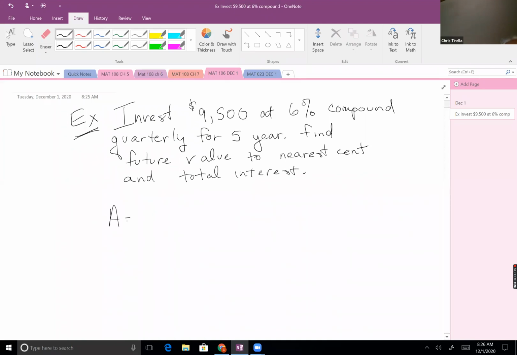And again, we're using that formula A equals P parentheses 1 plus R over N close parentheses to the NT. You need to identify P, R, N, T. And again, I strongly recommend you multiply out NT, substitute in, and let me know what you get. Give you guys a minute to work this one out.